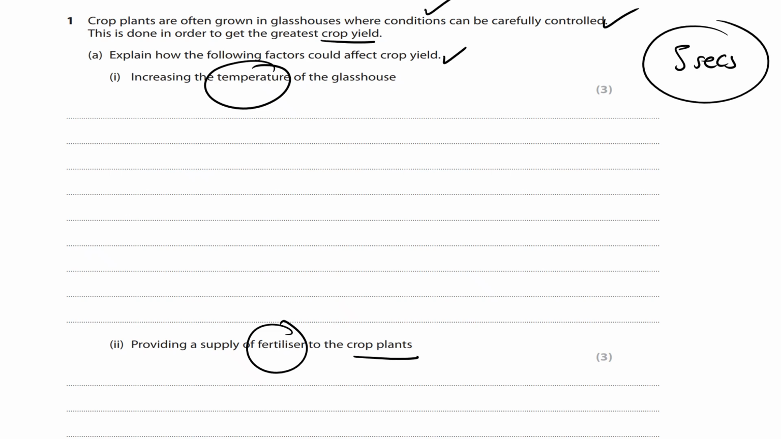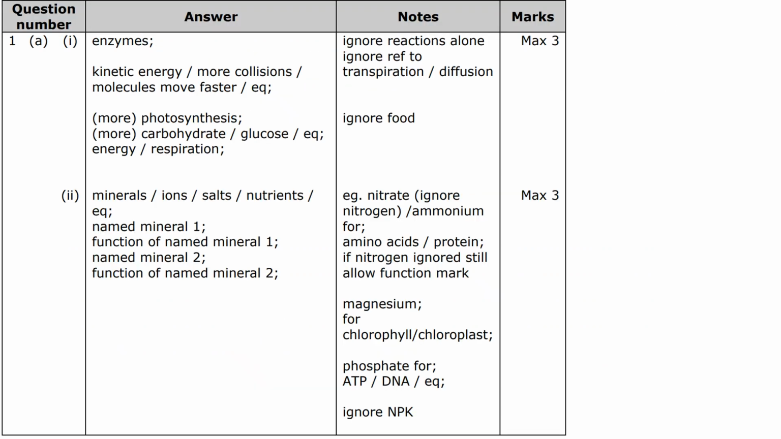Okay, let's go for the mark scheme. So the mark scheme makes a reference to kinetic energy, enzymes. Obviously, when you increase the temperature, enzymes receive more kinetic energy, and in doing so, you increase the rate of photosynthesis. Did you mention photosynthesis, anyone, or any link to glucose? Notice how it says ignore food. I despise that. Because at the end of the day, we're IGCSE students. We've got to actually talk about the process in detail.